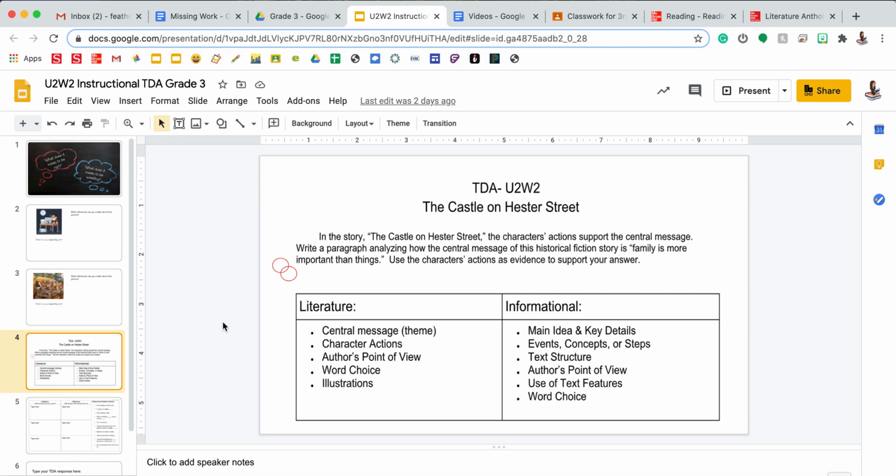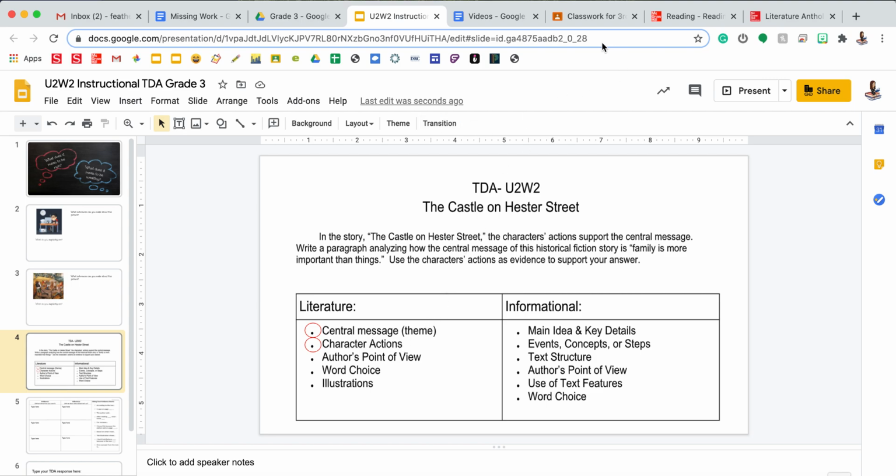So I picked up on some elements when reading through that prompt. I kept hearing character actions, so I'm going to move my red circle there. And I kept hearing central message, which we also call theme. So I'm going to move my second circle there.